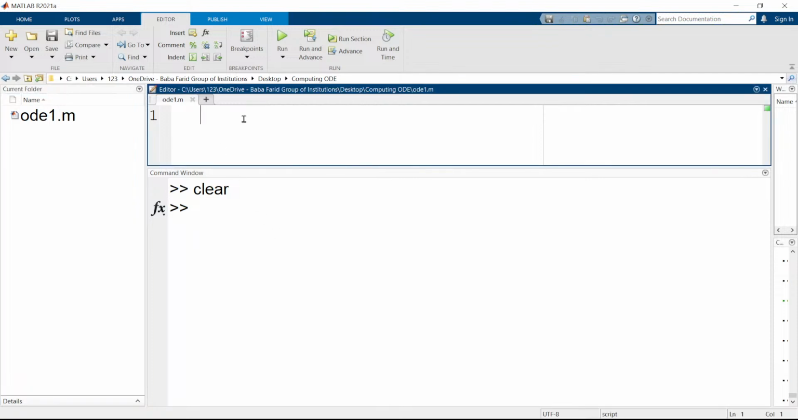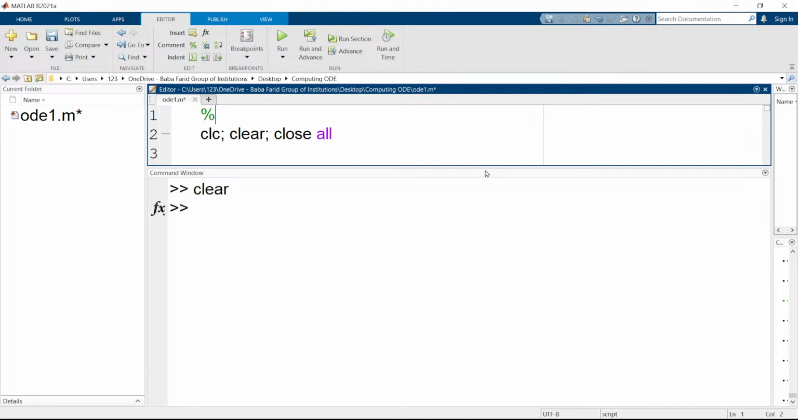So here, as you know, we are using CLC to clear the command window, and then we have clear. Then you can close all. So this will close all the windows of the MATLAB which are opened at this place. So here we are creating the script file. And also, if you are willing to write the script file for different types of problems, you can create cells at this place also.